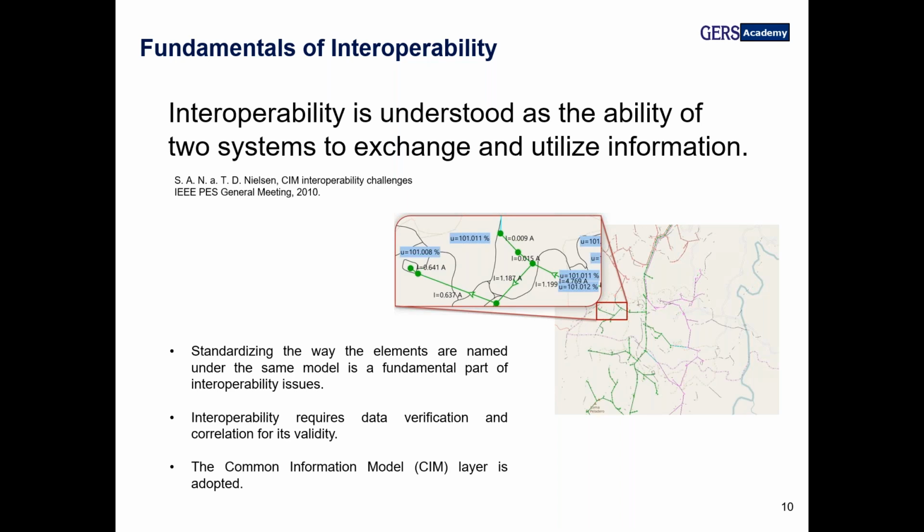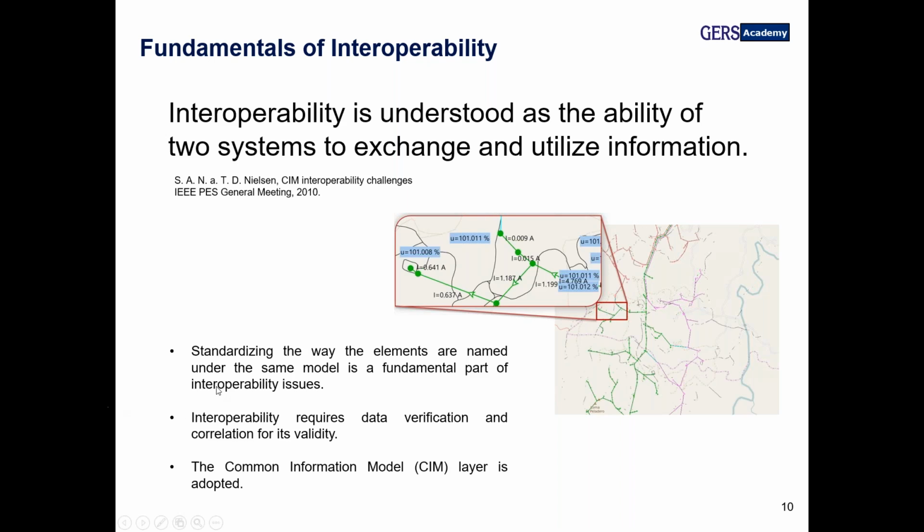What do I mean? This reference shows that interoperability is understood as the ability of two systems to exchange and use the information. And it is very interesting to notice here that it means two systems, not two equipments, not two devices, because I could get interoperability between software. I could get interoperability between EMS systems, DMS systems, SCADA systems, and of course, interoperability between measurement devices or IEDs. So it depends on the application.